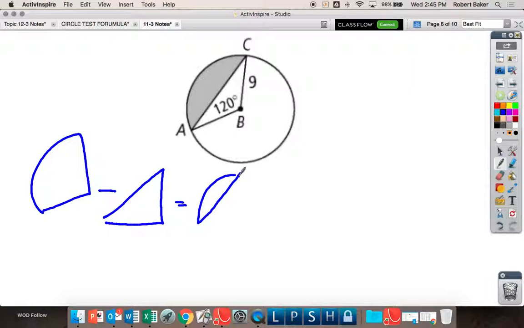That makes sense. So, just like third period, they're like, I can do sectors, no problem. And I was like, well, what's the area of the triangle? And it was just like, so let's get there. Let's do the easy part first.